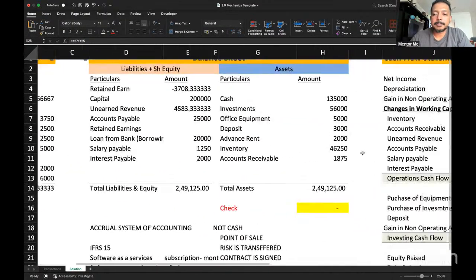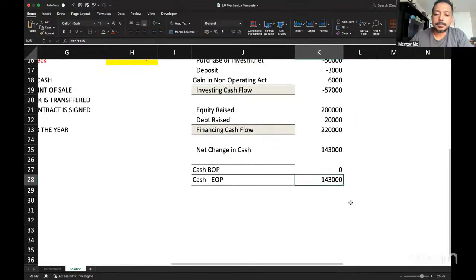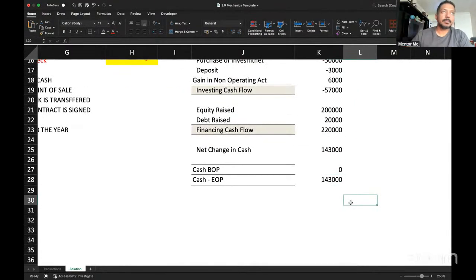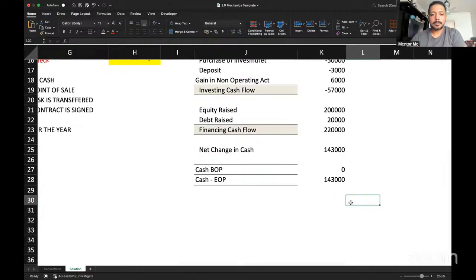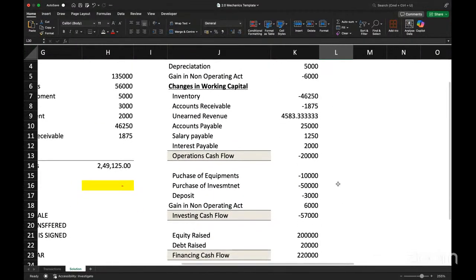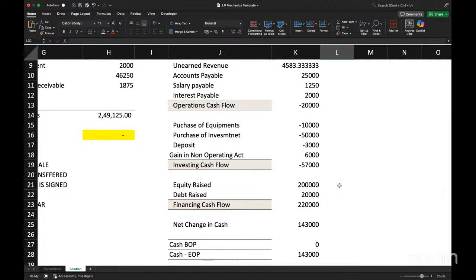Getting it? Are we cool? One thing I just want to ask, we are looking into the cash flow statements, right? Yes. For example, investment. Okay, I'm talking about investing cash flow. Purchase of equipment, purchase of investment, deposit. Okay, this is where I'm burning my cash. Yes, cash is going out of my pocket.